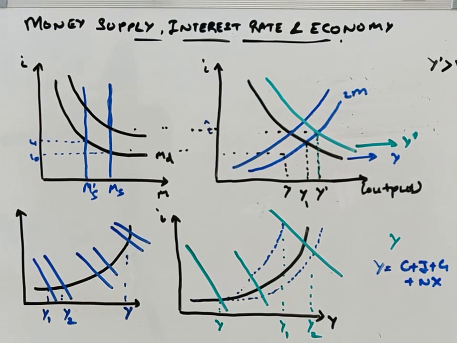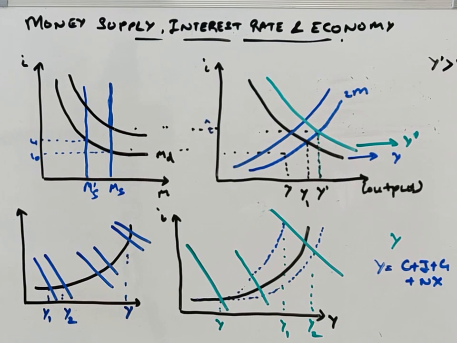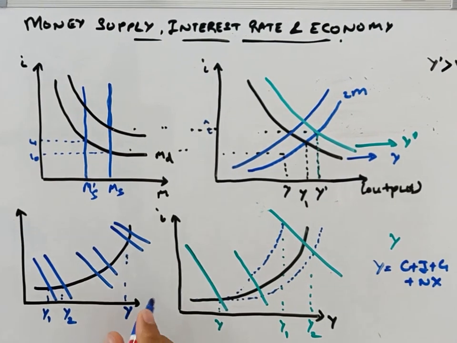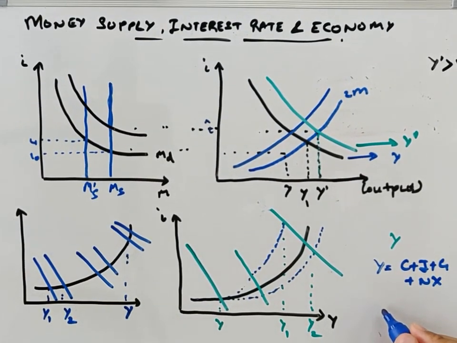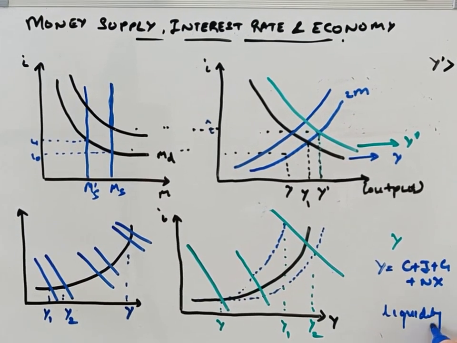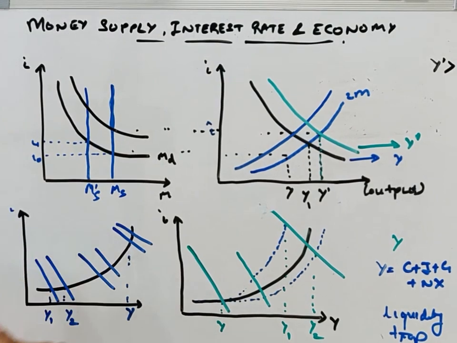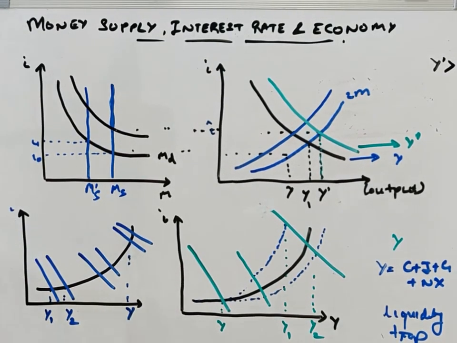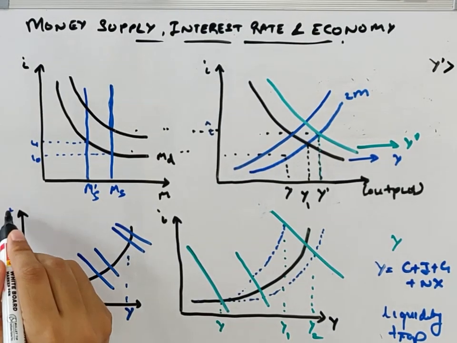So the difference over here is, at very low interest rates, monetary policy is not useful to increase the output, and that is known as liquidity trap. At extremely high interest rates, fiscal policy is not useful in making the changes to economy or output level, and that is why monetary policy is a better tool.